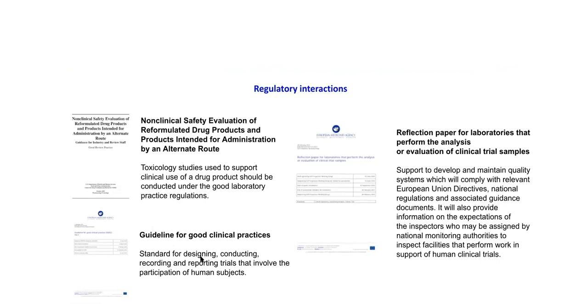And as part of the same principle, there is this reflection paper for laboratories that offer analysis and evaluation for clinical trial samples. This is a very, very good reference to have. In this case, they are describing topics like how to distribute the samples depending on which kind of targets we are looking for in the drug preparation.